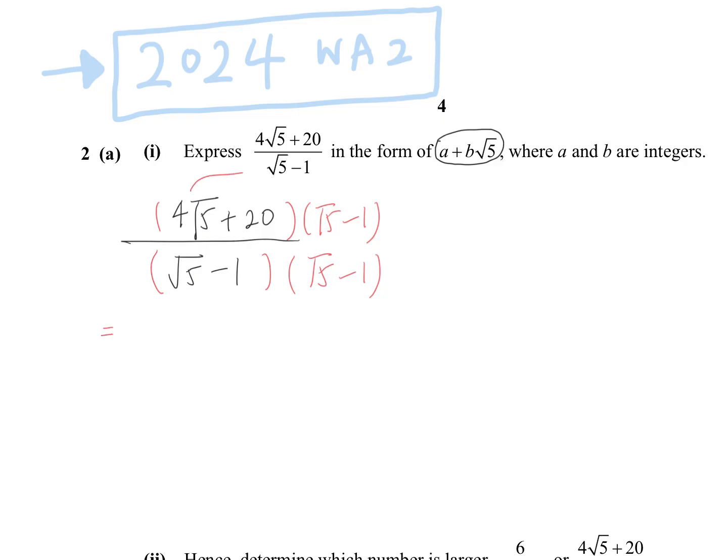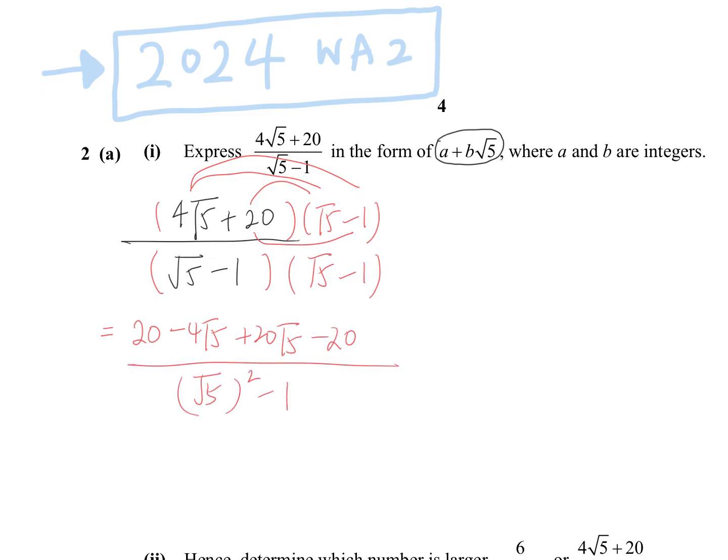Okay, so when you expand the top, you get 20, 4 root 5, 20 root 5 and then finally just minus 20. Bottom you square both of them. Okay, so 20 minus 20 is gone. You are just left with 16 root 5.